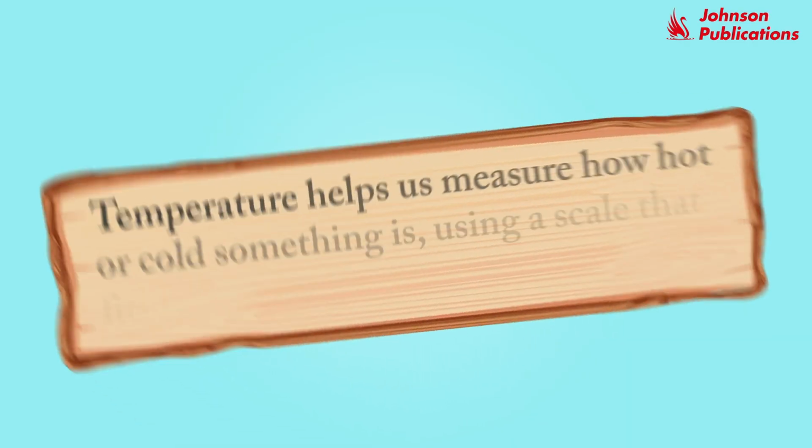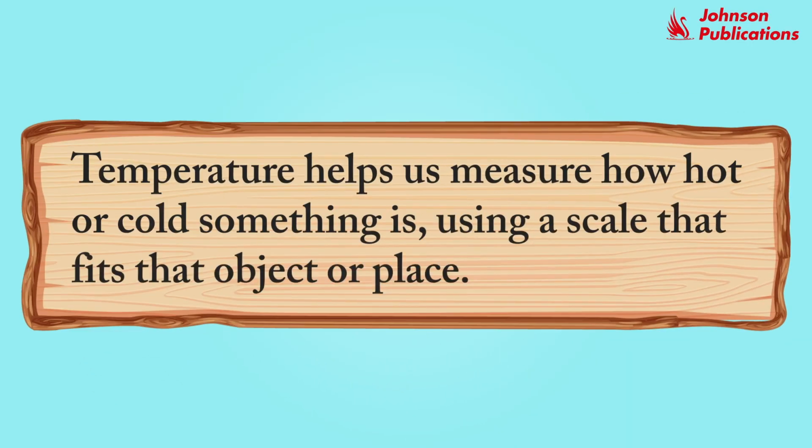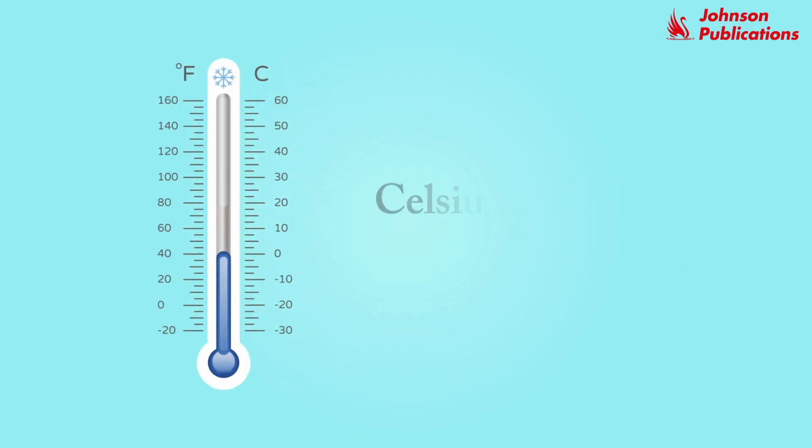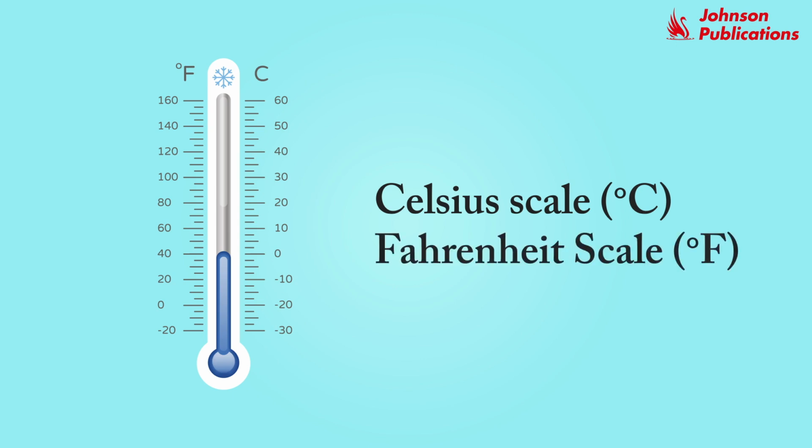Temperature. Temperature helps us measure how hot or cold something is, using a scale that fits that object or place. Thermometer is an instrument used to measure temperature. There are two scales in a thermometer, Celsius scale and Fahrenheit scale. We generally use the Celsius scale in the thermometer.